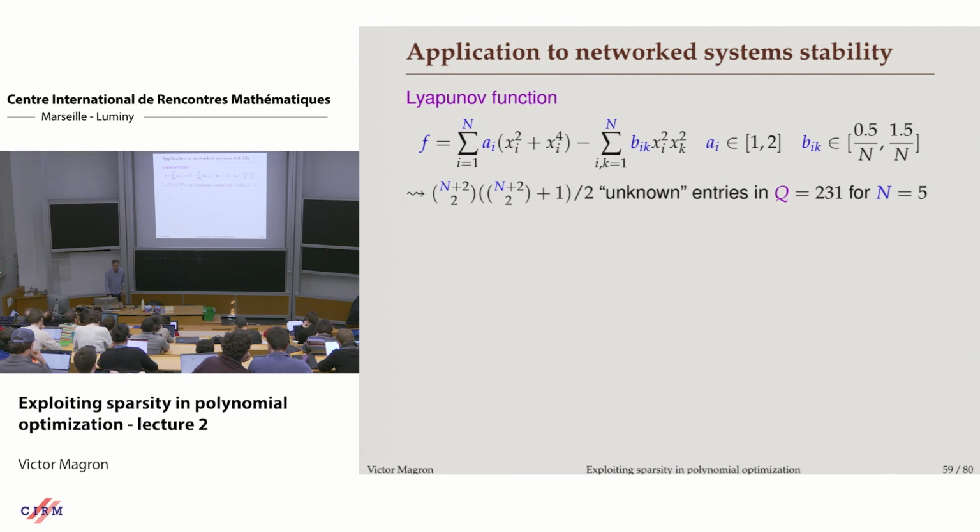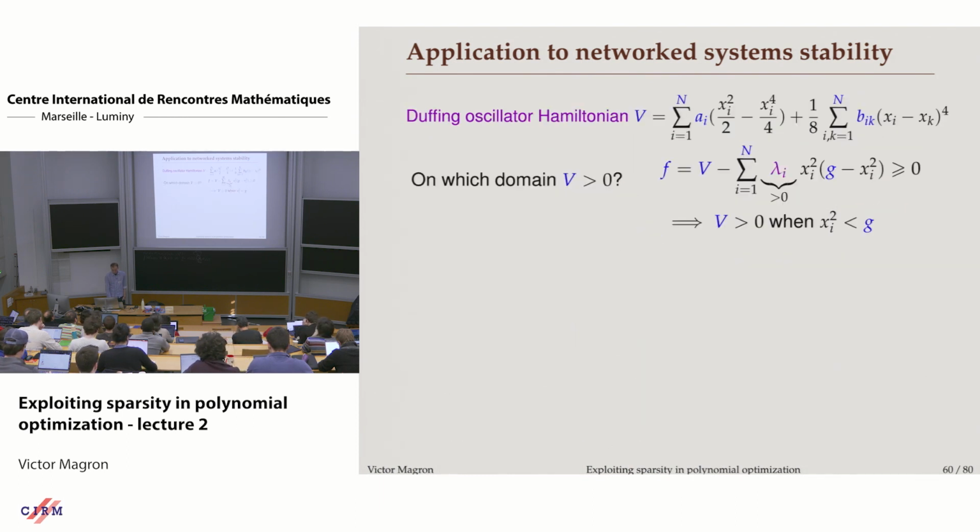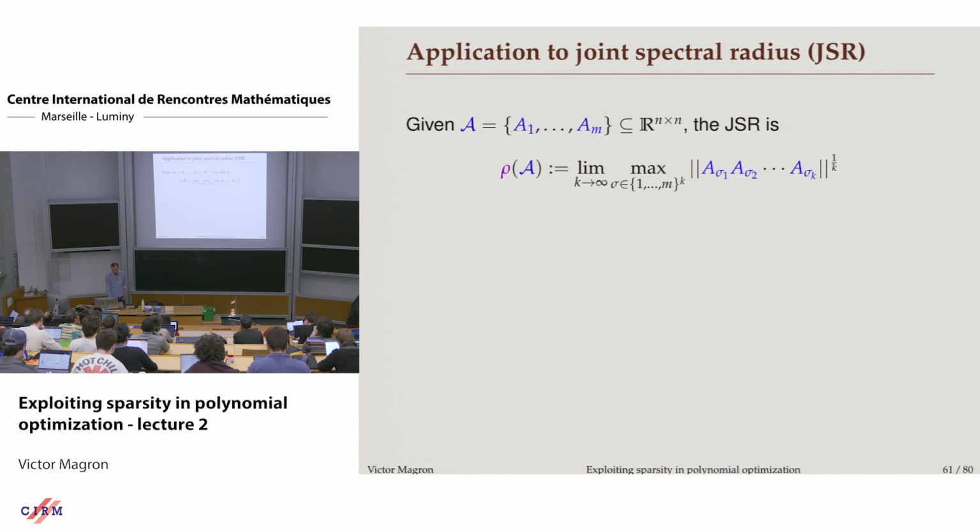Okay, so maybe I'm going to skip this part on stability, and I will go to... So I mean, I will still talk about stability, but what I want to show you is that it works for static polynomial optimization problems, but it also works for the analysis of certain dynamical systems. So there is a quantity that people use in some classes of linear dynamical systems, but with switches, which is called the joint spectral radius.